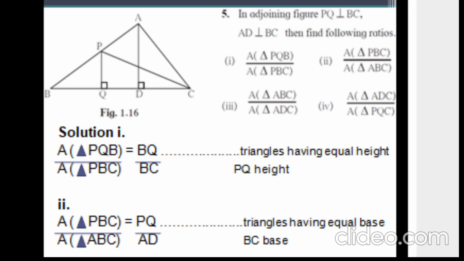Second, you have been asked the area of triangle PBC and the area of triangle ABC. Now these two triangles, ABC and PBC, have equal base. So the ratio is equal to the corresponding heights, PQ upon AD. This PQ is the height and this AD is also the height of triangles PBC and ABC correspondingly.